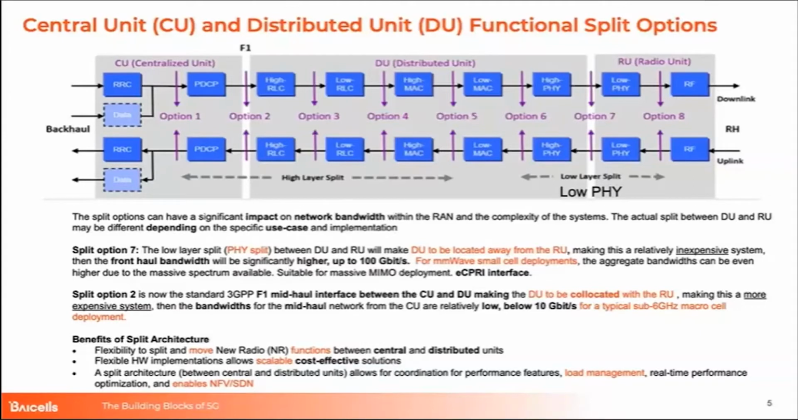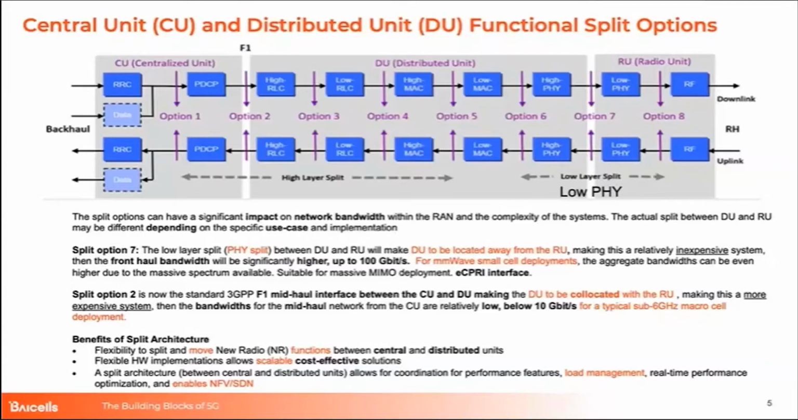It will be at the edge, and it's a low throughput. It's like 10 gigabits per second. So split 7 can handle 10 times more when it comes to throughput.